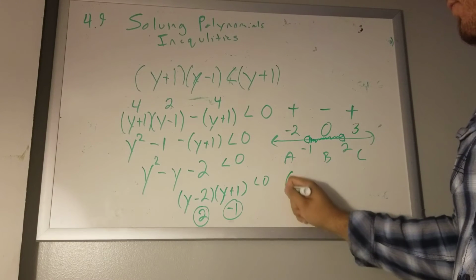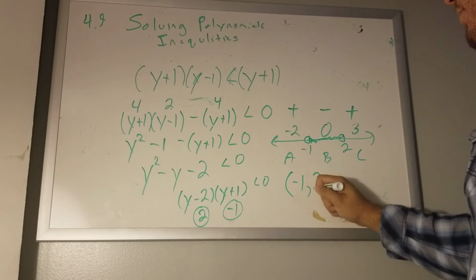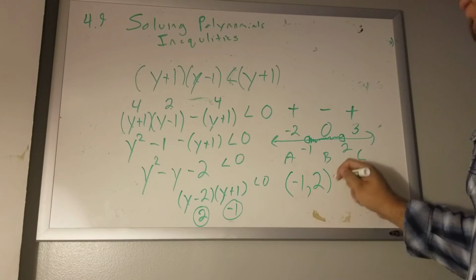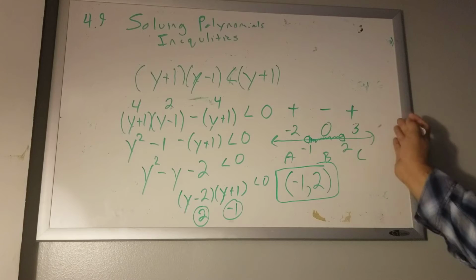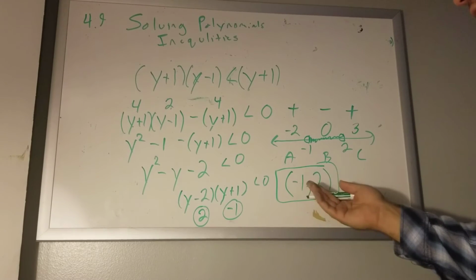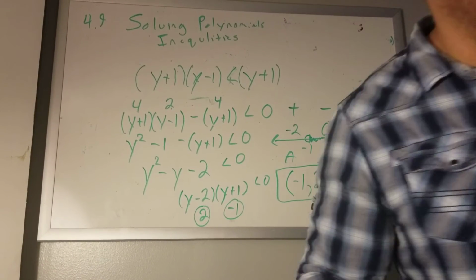So we just scribble this here. So our domain, soft bracket, negative 1, 2, soft bracket again. That's it. We don't go to negative infinity. We don't go to positive infinity. We just have between negative 1 and 2, not including negative 1 and 2.